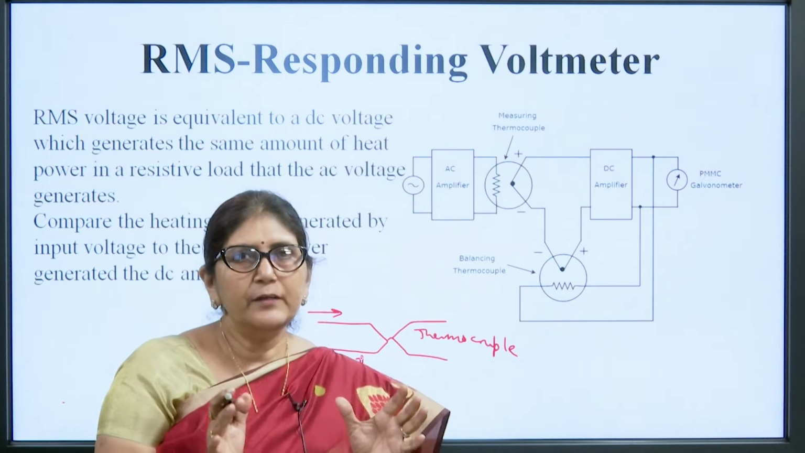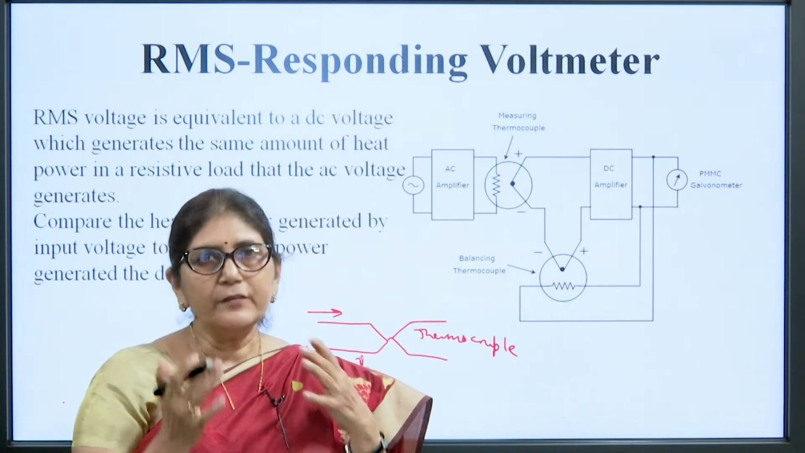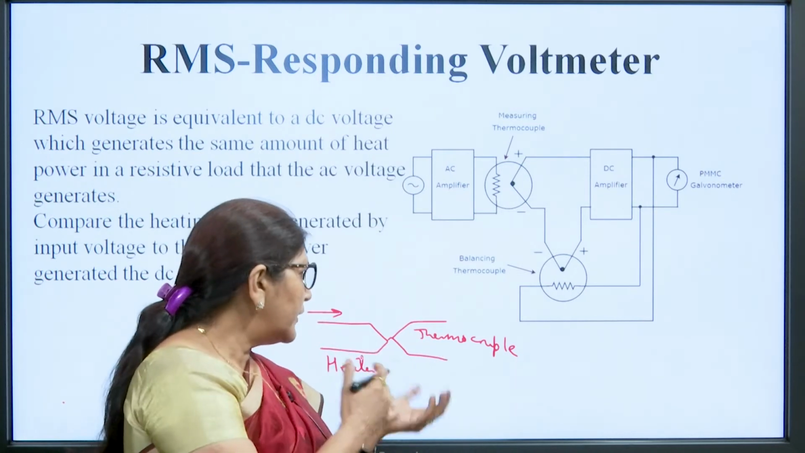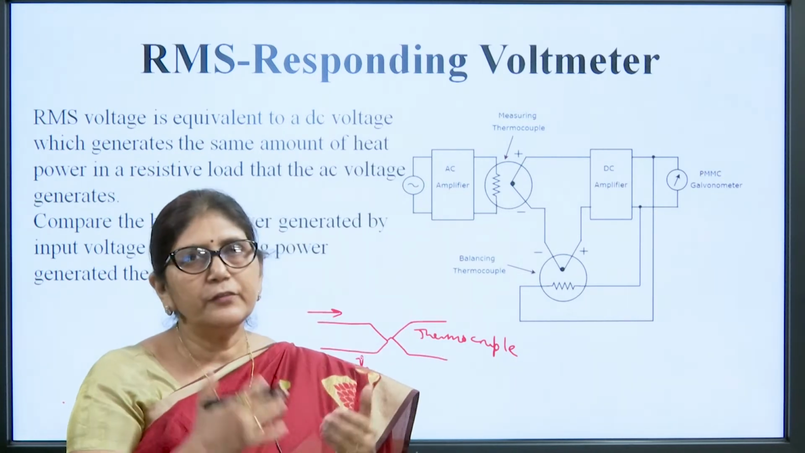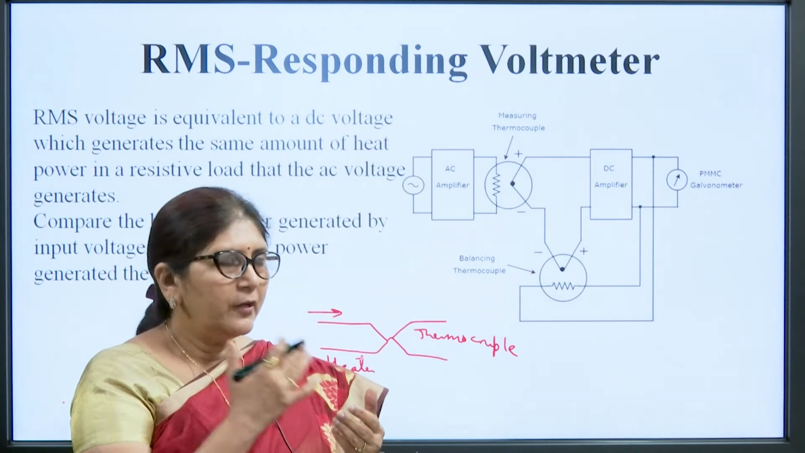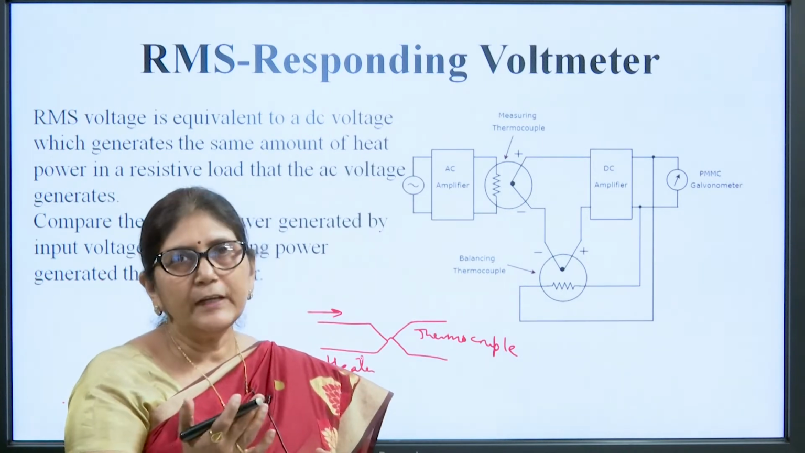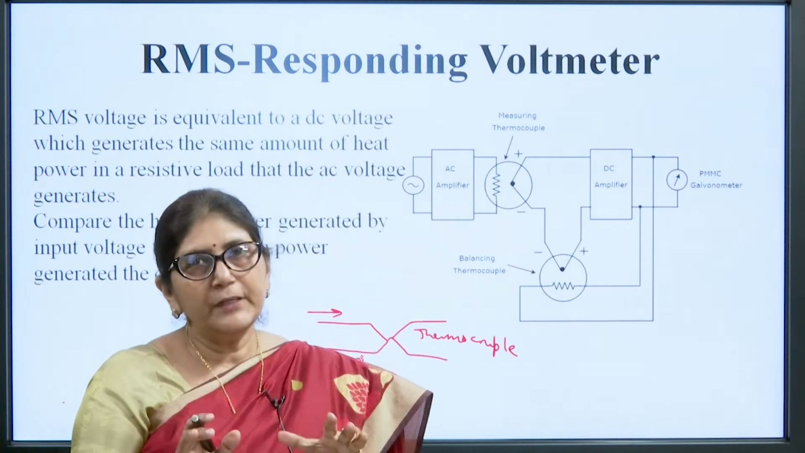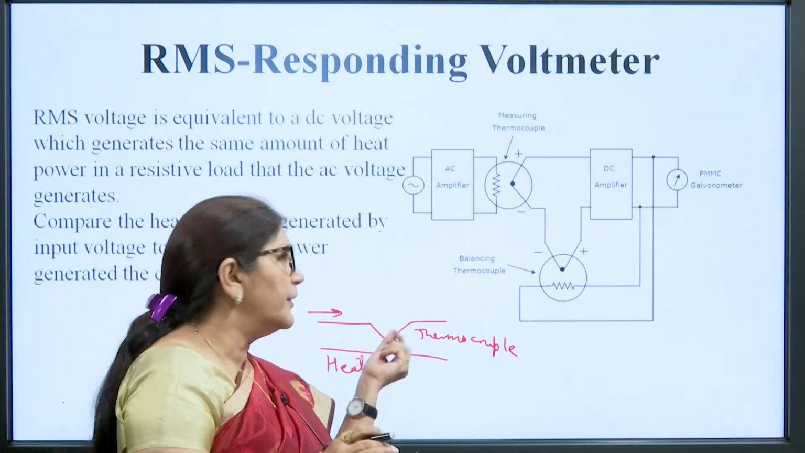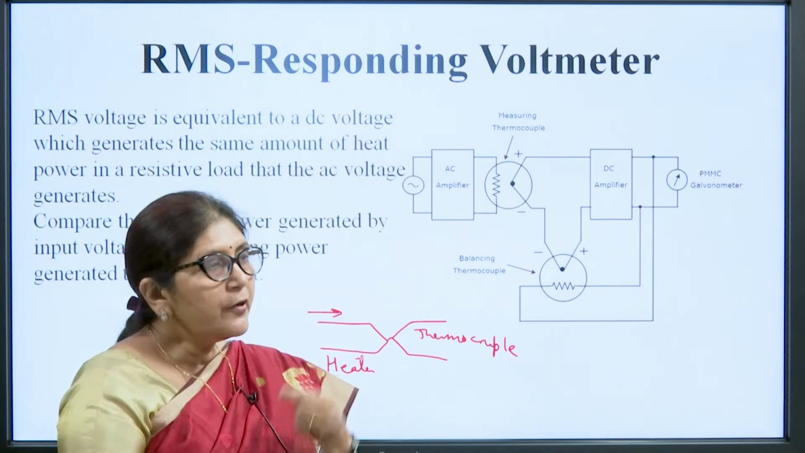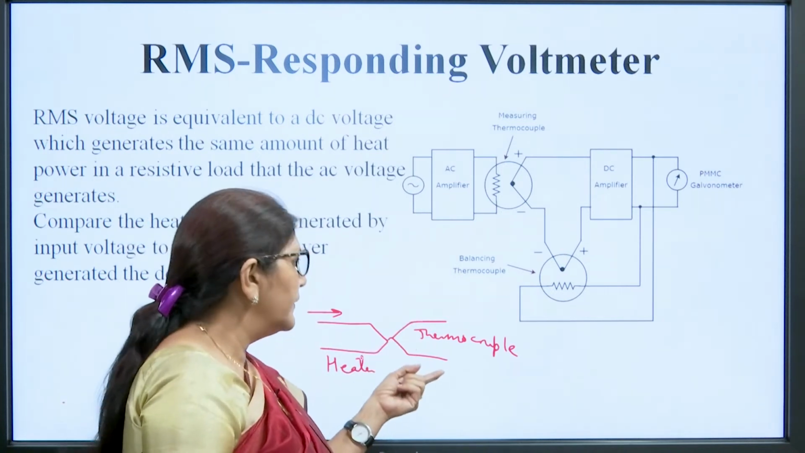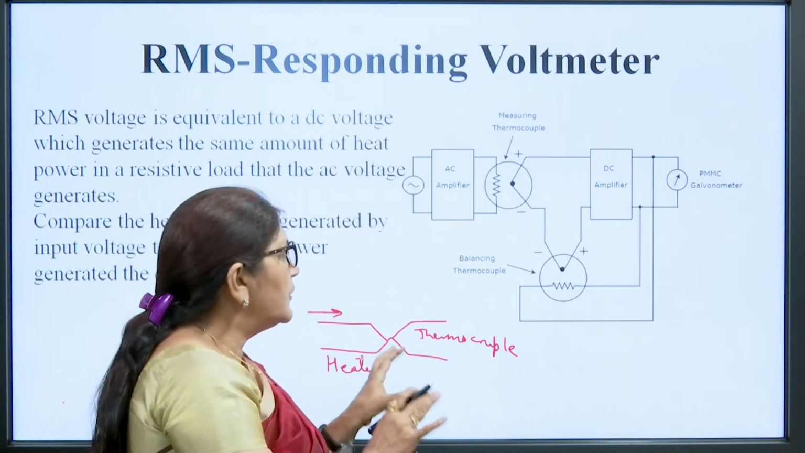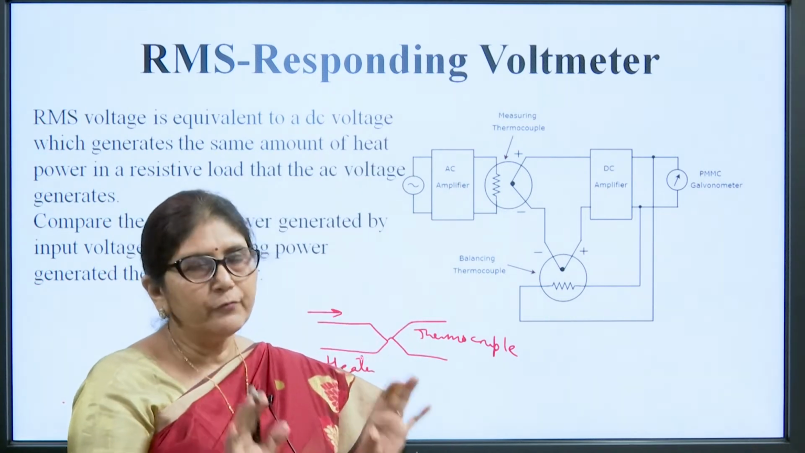Thermocouple is basically, as we know, a transducer which converts the change in temperature into change in voltage, or you can say the thermal energy into an electrical signal. A thermocouple is made up of two dissimilar wires, and at the junction, if a temperature is applied, because of the two dissimilar wires, this will produce a potential difference. So this concept is used in the true RMS voltmeter.